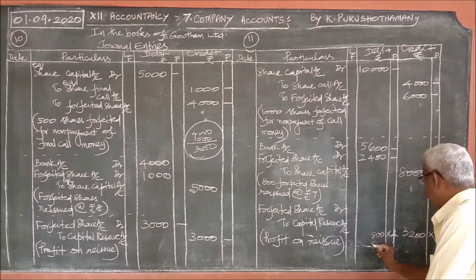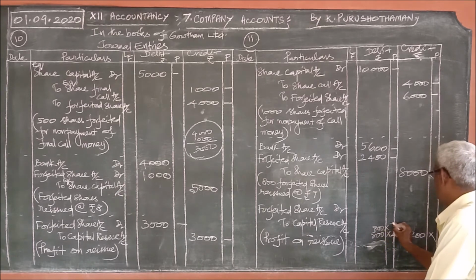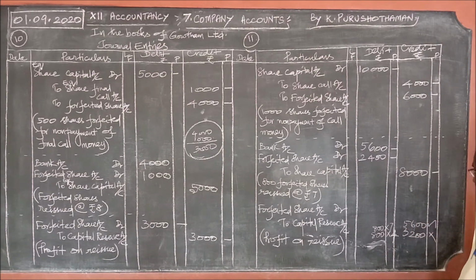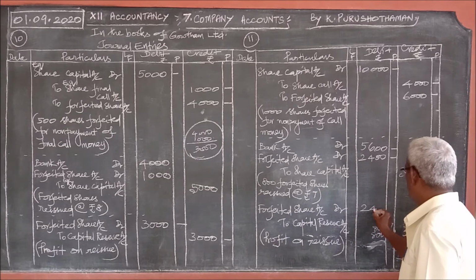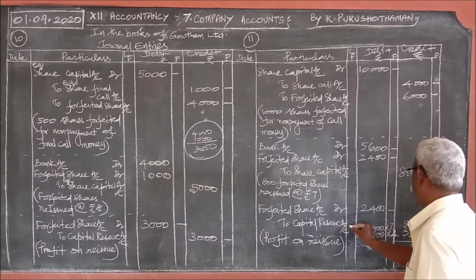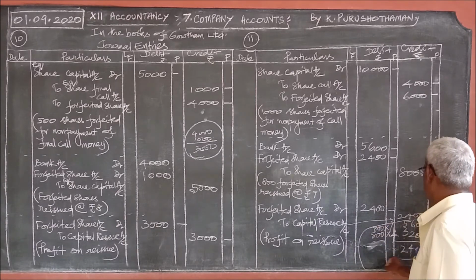But the same 800 shares are reissued, 7 into 800, 5,600. This is the amount received. Since this amount was pending, they forfeited and reissued for this amount. In that case, what should be the profit earned by the company? Minus it, 2,400. So this is 2,400 capital reserve account, 2,400. This is very important.